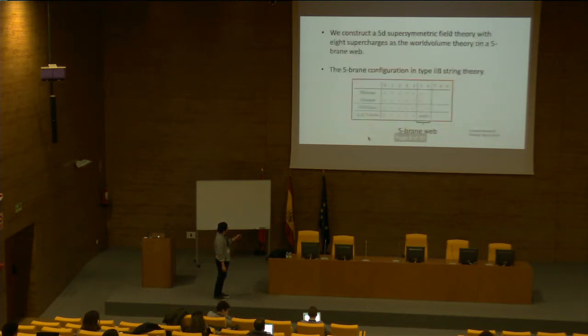The configuration of the D5, NS5, (p,q) 5-brane and orientifold 5-plane is summarized in this table. D5 and orientifold 5-plane extend in the same directions, from 0 to 5. NS5 extends from 0 to 4 and also in the x6 direction. And the (p,q) 5-brane extends from 0 to 4, and it is a line in this two-dimensional plane with a particular slope.